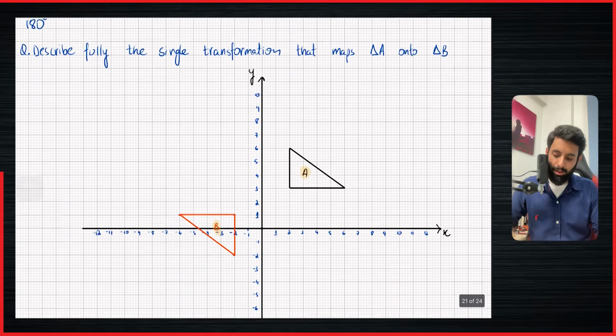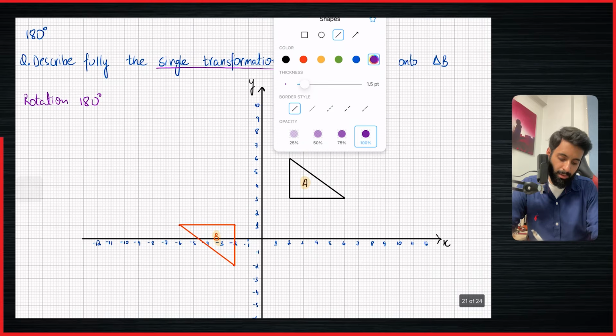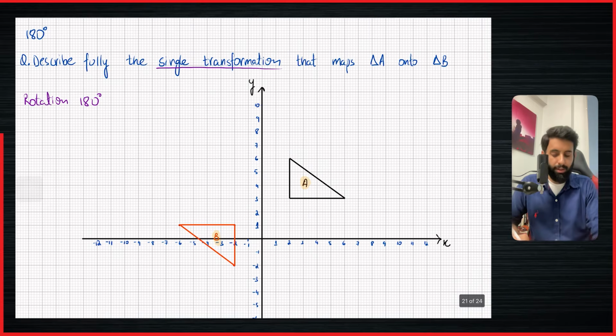Now here we have another example of 180 degrees. It says describe the single transformation that maps triangle A onto triangle B. Here we know that this is rotation, so we can write that. And we also know that this is 180 degrees. Why? Because a horizontal line has remained horizontal, a vertical line has remained vertical. With 180 degrees, as you know, we don't need to write down the direction because it really doesn't matter.